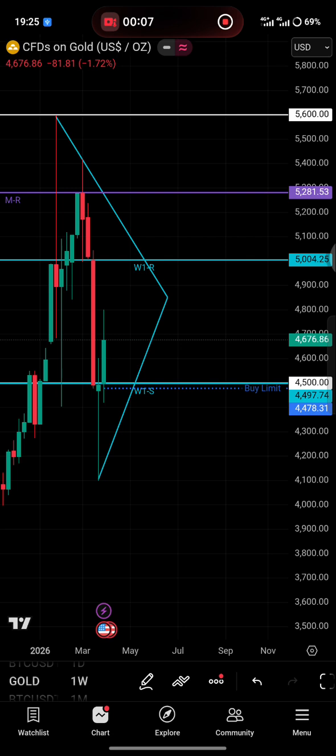Today we'll be going through the gold chart to check and see if there is a spot that will be suitable for a position, right, for an entry.